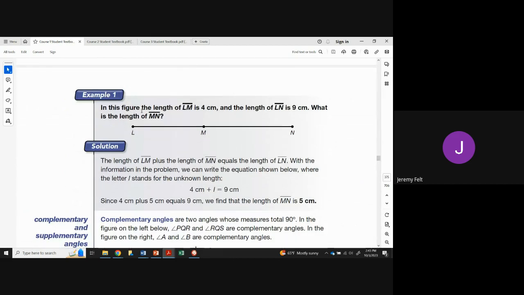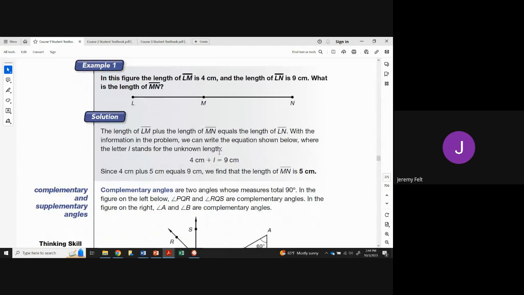So in the figure, the length of L to M is 4 centimeters, and L to N is 9 centimeters. So we know this entire distance is 9. From L to M is 4. So to figure out the distance from M to N, we would just need to find the difference. Well, the entire thing is 9. L to M is 4. So the difference, 9 minus 4, is 5. So that's how we can set those up to find.